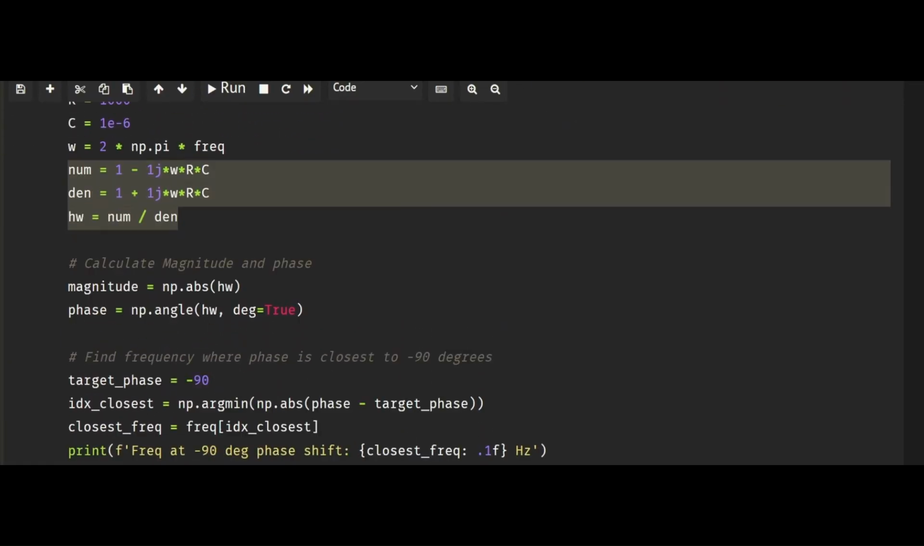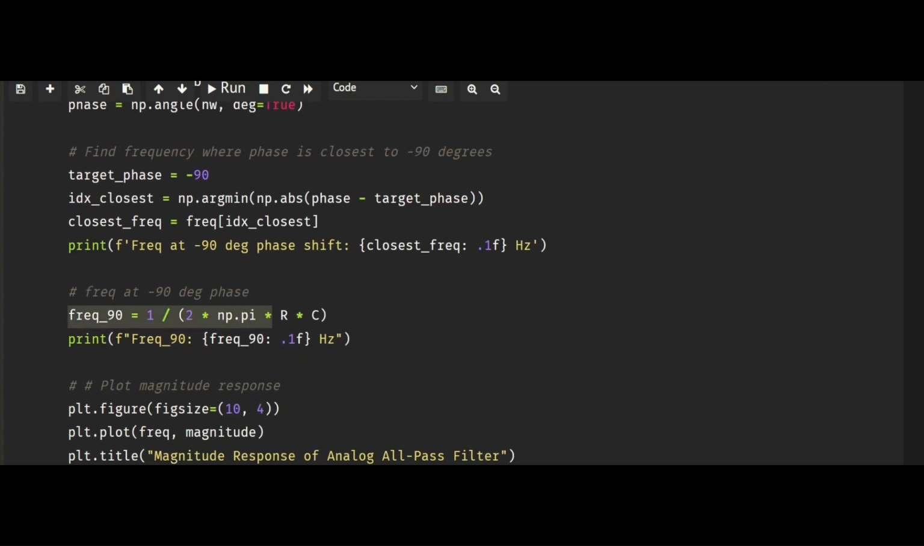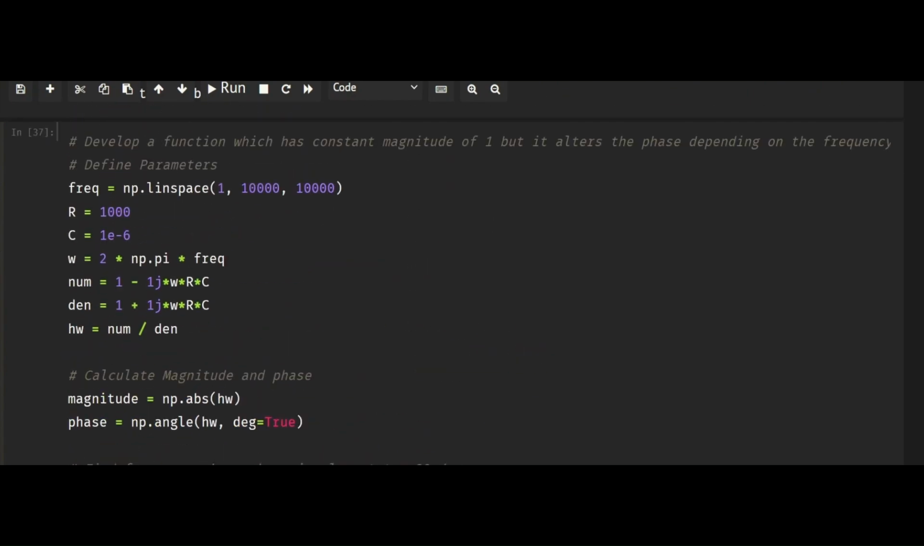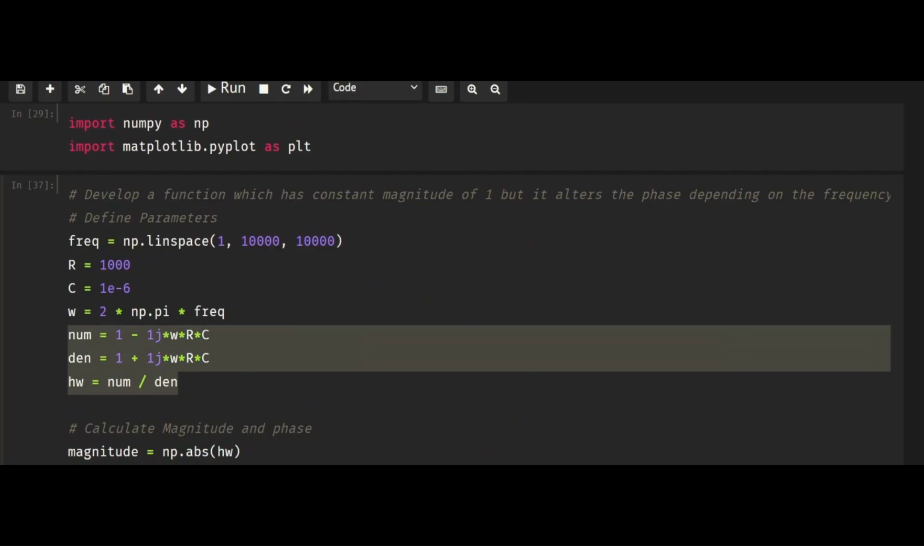And we have discovered another formula, which tells us the frequency at which minus 90 degree phase shift happens. Now, how to implement this formula using electronic components, this is what we are going to do in the next section.